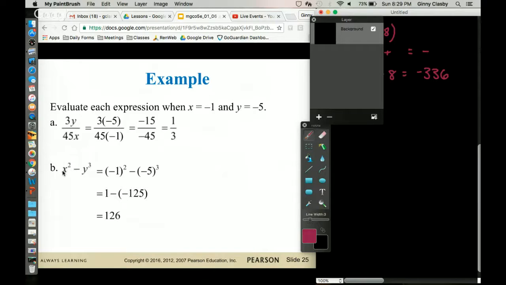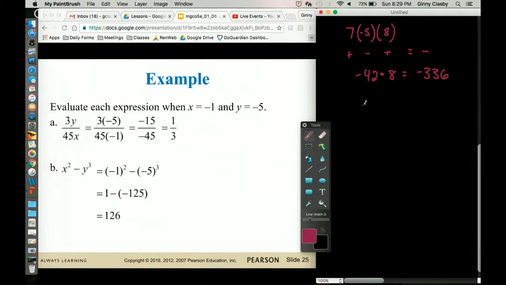Right? Y squared minus y cubed. Right? This is why I tell you to use parentheses to represent your numbers. All right? To represent your variables before you plug it in. Okay? So this is your x. You represent it with the parentheses. This is your y. You represent it with the parentheses. The numbers go inside that. If you don't do this, you're going to get a different answer, right? Because 1 squared or 5 cubed is different than negative 5 cubed.